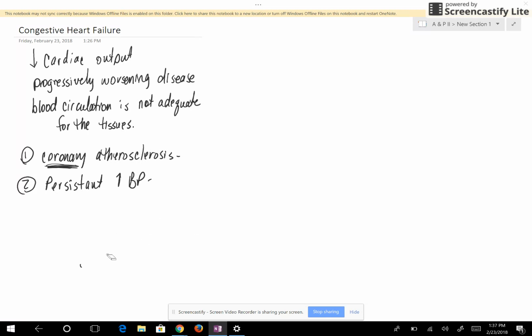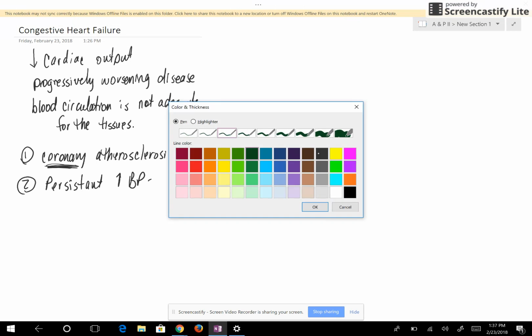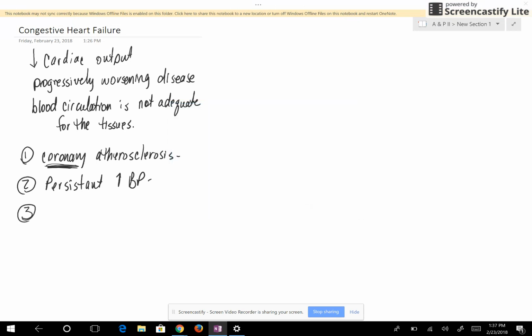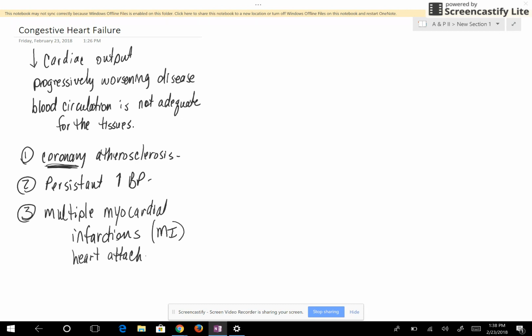The third step of congestive heart failure is multiple myocardial infarctions. A myocardial infarction is also known as an MI, and commonly it's called a heart attack. A heart attack is going to result in dead cardiac muscle tissue.